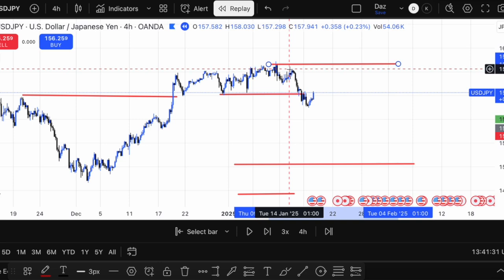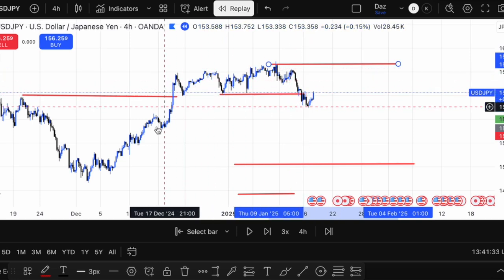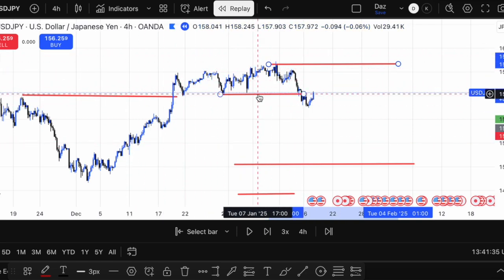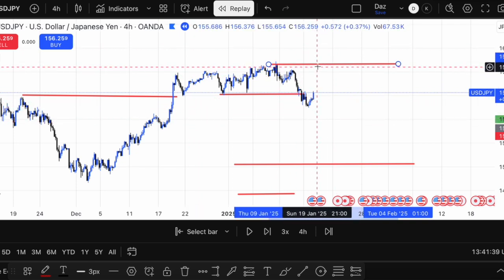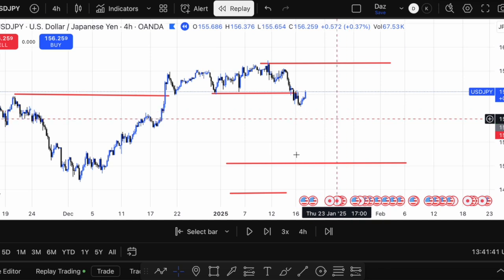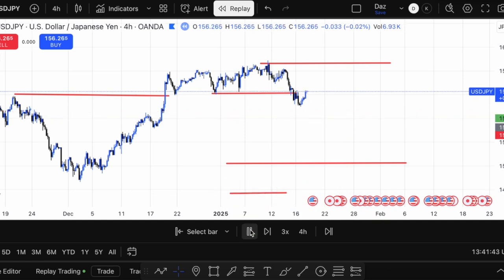Okay, it's got a lower high here, lower low here. At the moment, this is still trending up because we don't know exactly what it's going to do. It could just pull back here and then go up. So we just see if it breaks this line up here, then it will be carrying up. So let it play.